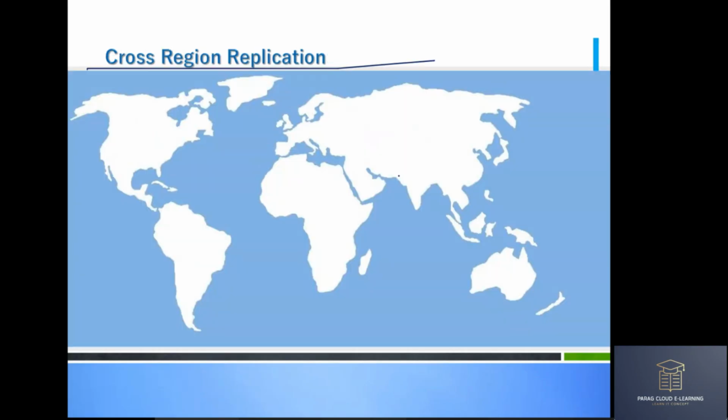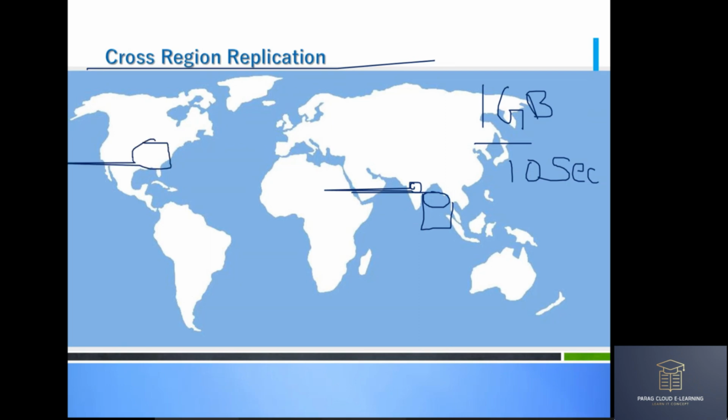Transfer acceleration. Right now we are here. If my bucket is in the India region and I have a 1 GB file, let's take an example: uploading it takes me 10 seconds. There is another bucket in my account, in Virginia. If I upload the same file to that bucket, will it take 10 seconds? It might take 12 seconds, it might take 15 seconds. Why? Because my bucket is very near to me.